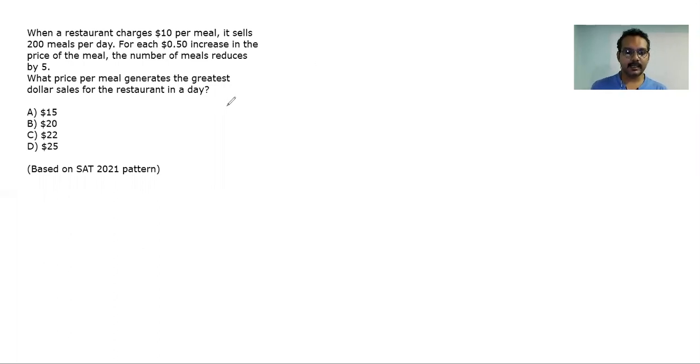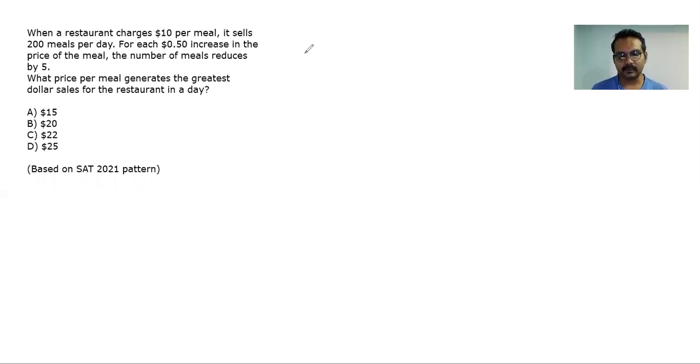The question says that a restaurant charges $10 per meal, and at that rate, it sells 200 meals a day. Now, if it increases the price of the meal by 50 cents, then the number of meals will reduce by 5. So instead of 200, it will become 195 meals if it changes the price to $10.50. The question they're asking is, for what price of one meal will you have the maximum dollar sales in a particular day? And those are the options.